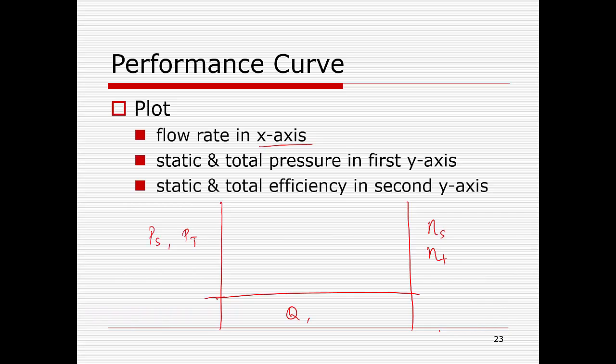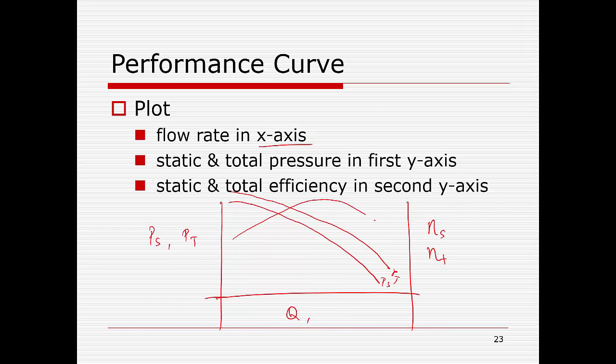So when the flow is freely flowing, the static pressure is going to be low, right? If I am completely blocking the end, then the flow rate is almost zero and the static pressure in the tube increases dramatically, right? So that's why it looks like this. That might be the static pressure. Typically the total pressure is going to be like this. And the efficiency might look like this. And the total efficiency might look like this.